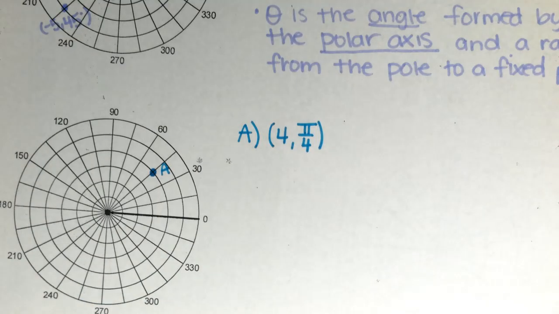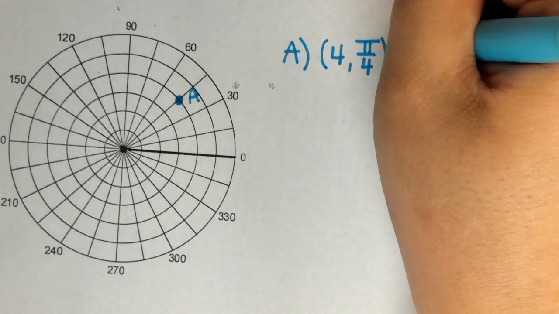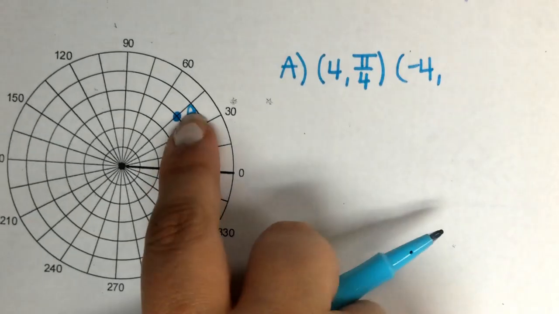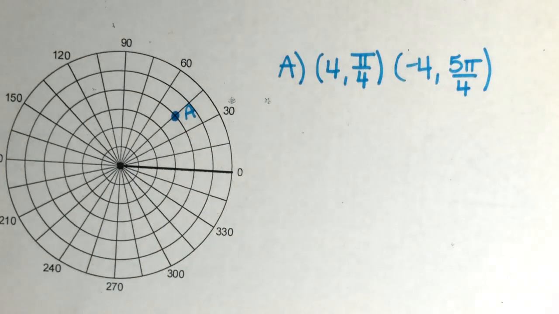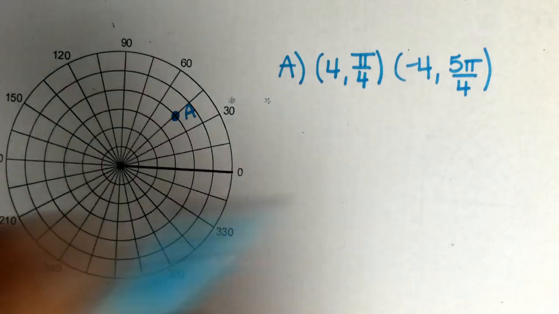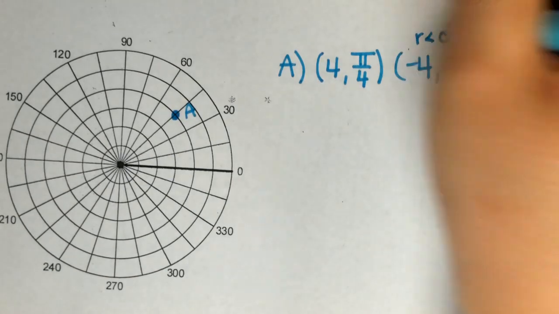Look up. Did you plot A right there? Now, if I want my R to be negative, what is another way I could write this coordinate? -4, and what goes the opposite direction? 5 pi over 4. That's this same point right here. I'm not plotting another point because it's the same point. So this is when your R is less than 0.